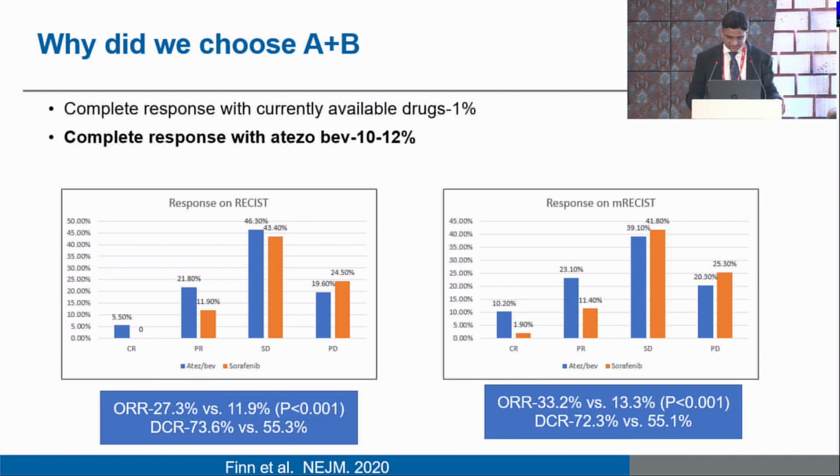So why did we choose atezolizumab? This is the first trial which showed that the complete response rate is 10 to 12%, compared to sorafenib, which was used there, at 1%.